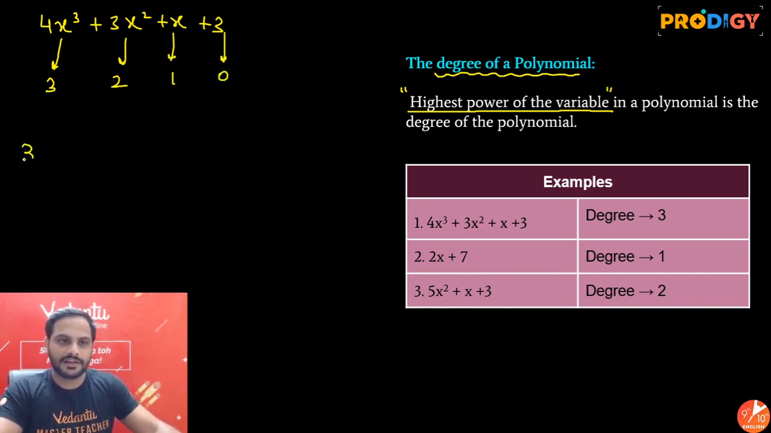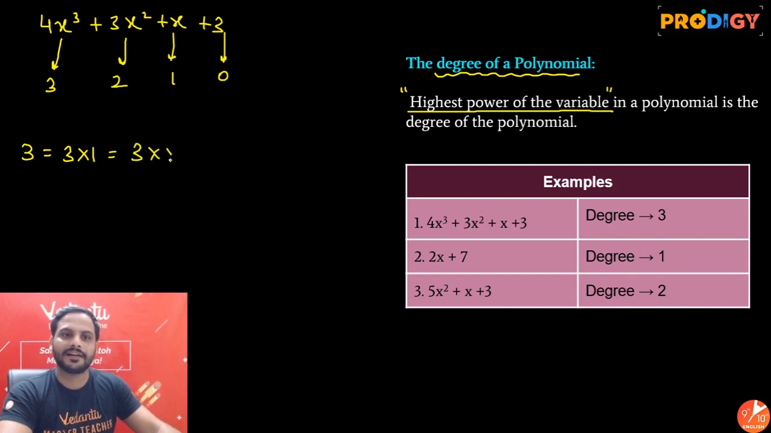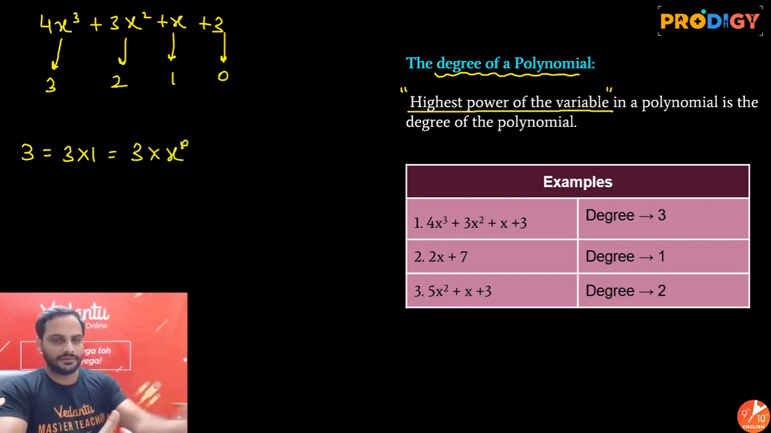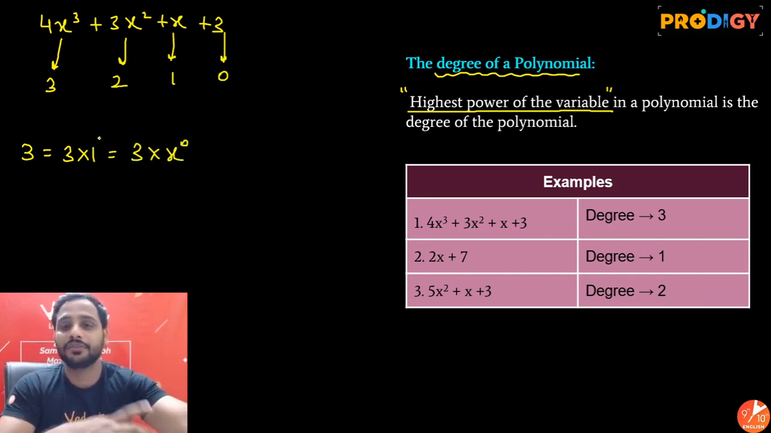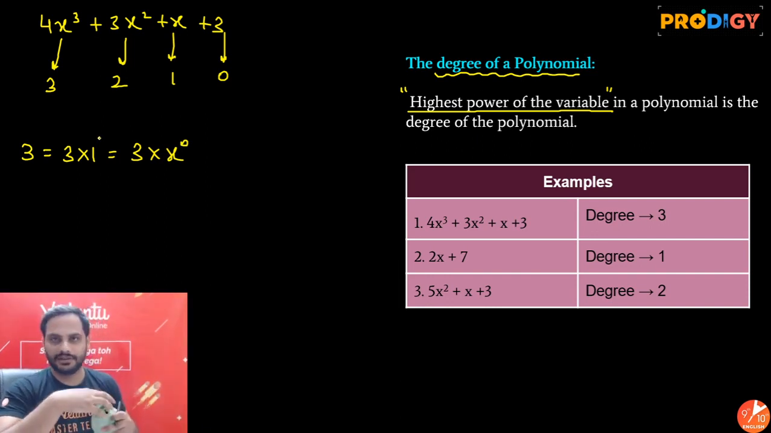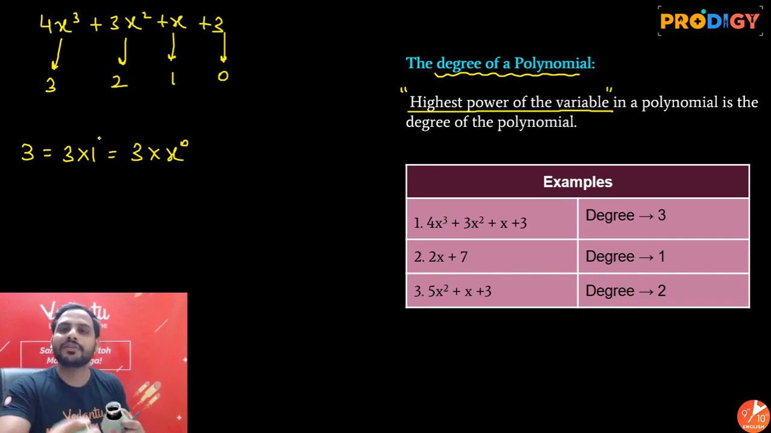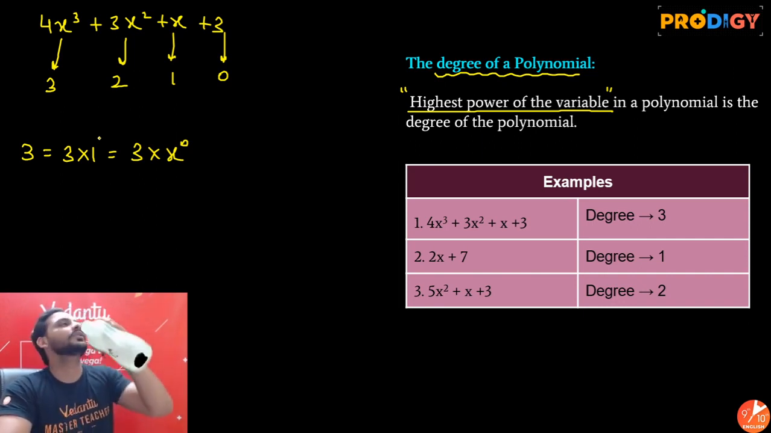Why am I saying power 0 over there? Because 3, I can write it as 3 into 1. 3 into 1 is 3 only. And 1 I can write as x raised to the power 0. So when the variable is not present, I will say power is 0 over there. That is why I have told you power of the variable must be a whole number, because 0 is also there. Whenever you have a constant number, power of the variable is 0.